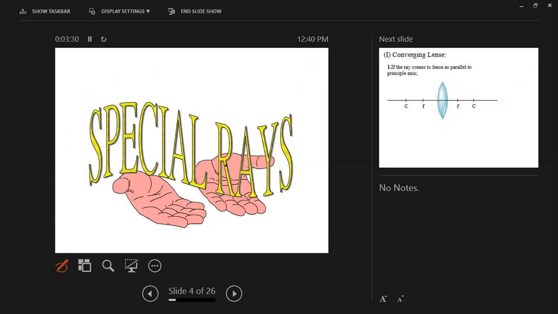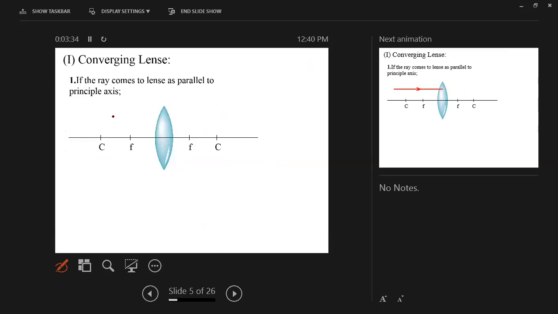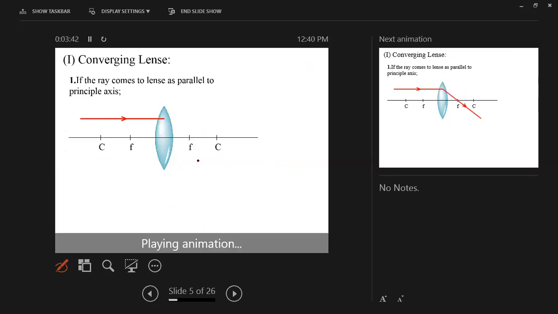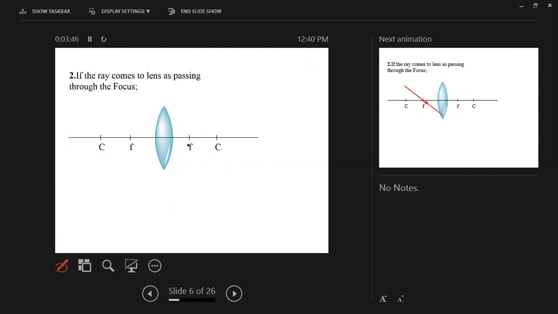All right, let's go to special rays. Again, we learned these special rays for the mirrors. For the lenses, we are going to learn the same. When the rays come parallel to the principal axis, it is going to be refracted over the focus. Okay. When it comes from the focus, then it is going to be refracted parallel, right?